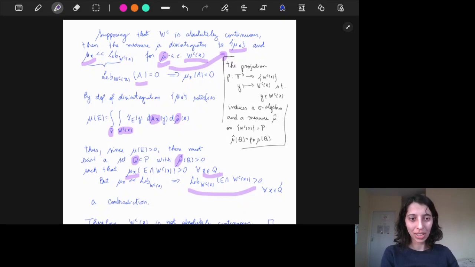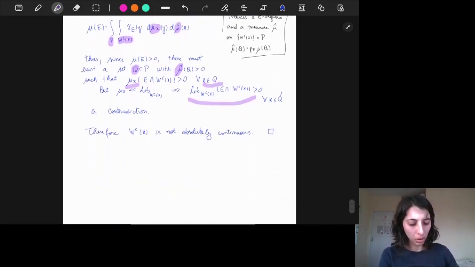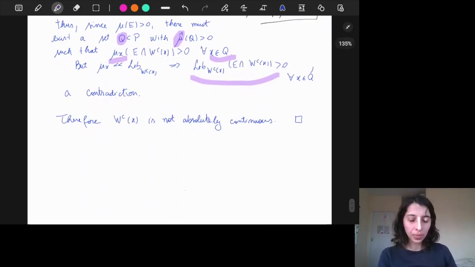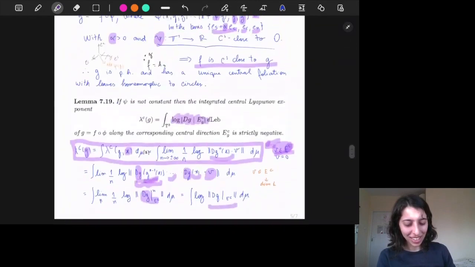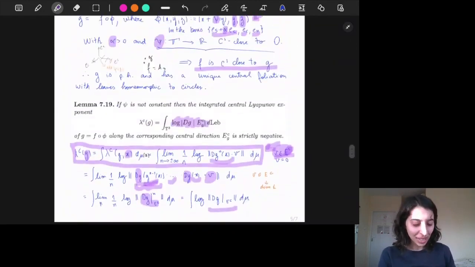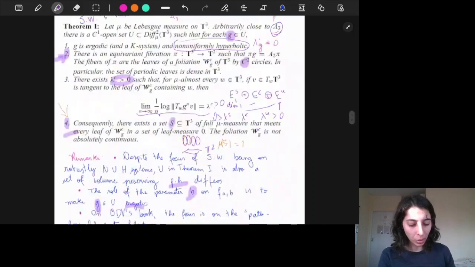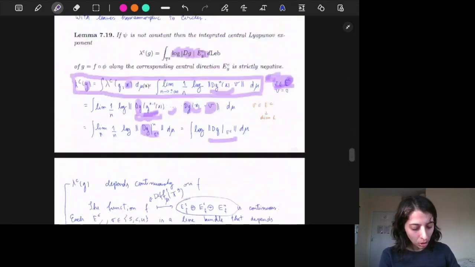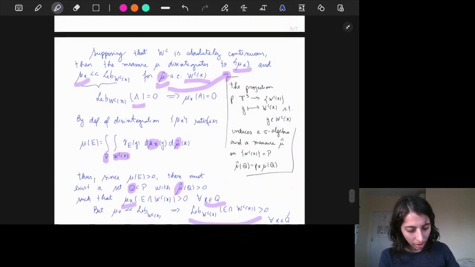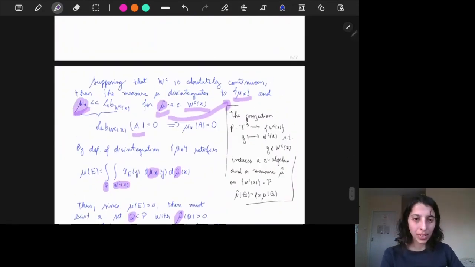In particular, it is not transversely absolutely continuous. The holonomies are not absolutely continuous functions. And this concludes the proof, minus the lemma that I didn't prove. And actually, we can see that this foliation W^c is not only not absolutely continuous, but these conditional measures here are atomic measures. This is the content of the paper of Ruelle and Wilkinson.